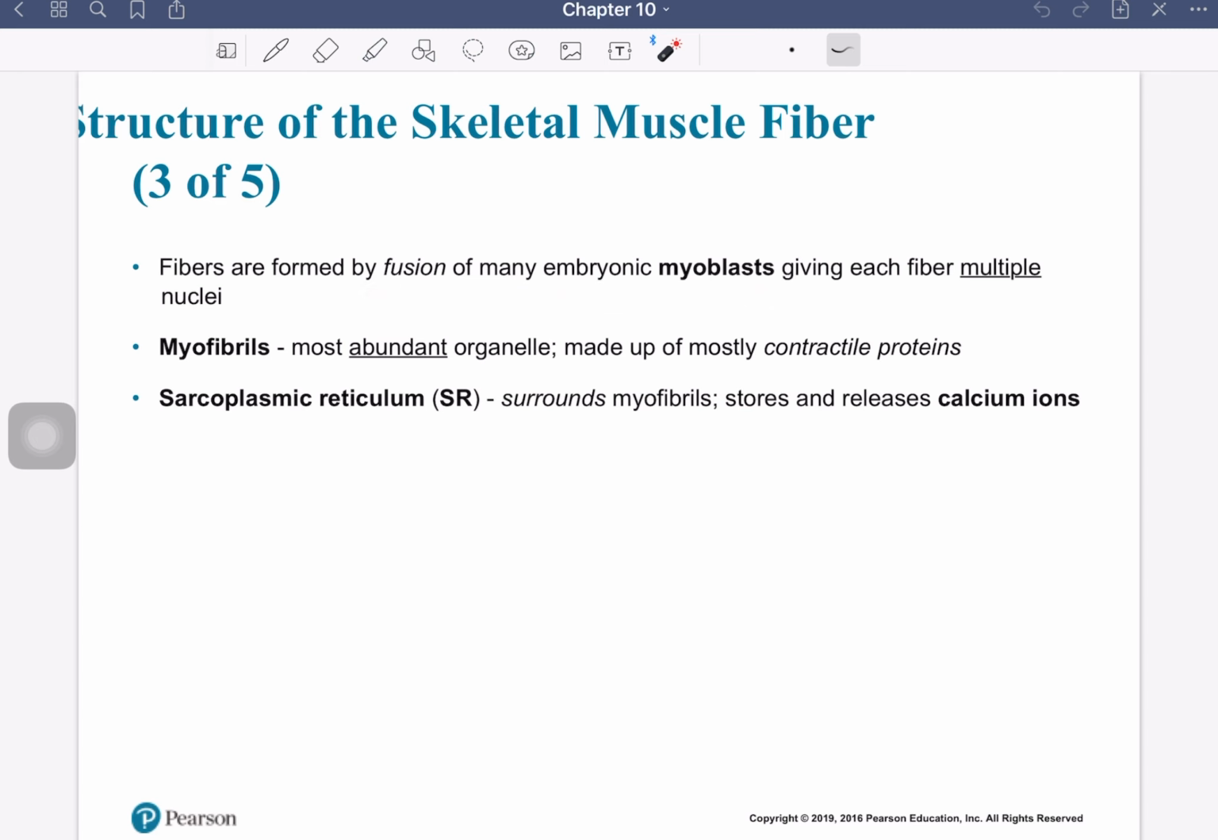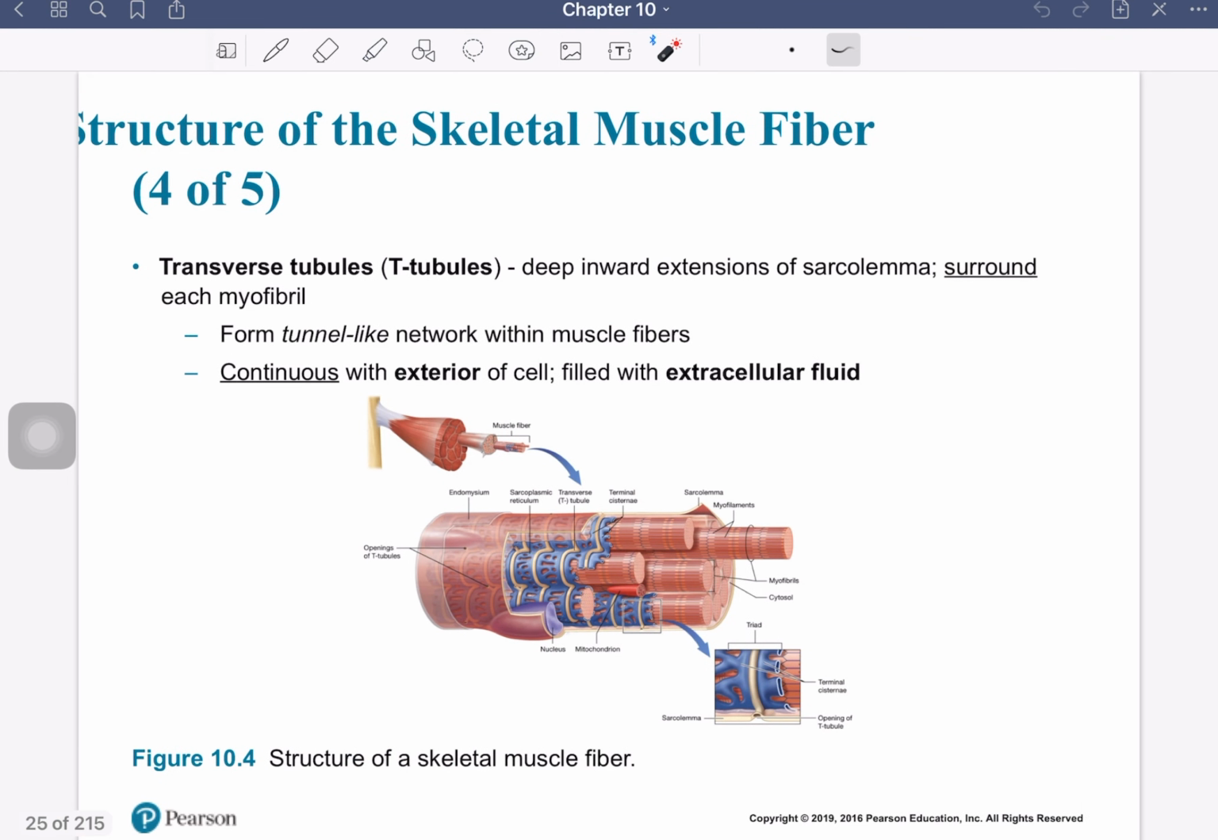So as I said, within the cell, we'll see features like myofibrils, which are really very abundant, and they're mostly made of the contractile proteins. And we also have the sarcoplasmic reticulum, which surrounds it, and we saw that relationship in the last video. Now, what does the sarcoplasmic reticulum do? Well, its big job is to store and release calcium ions, and calcium ions are going to be very important in the action of muscle contraction and the interaction of actin and myosin filaments.